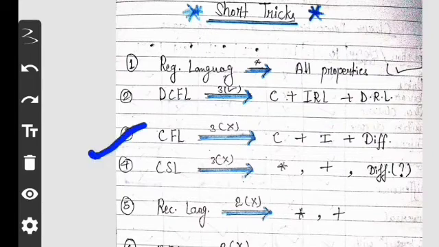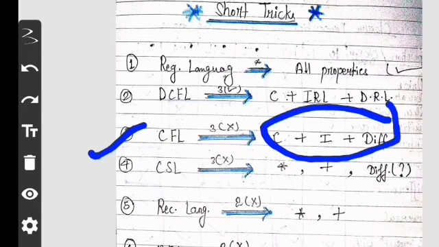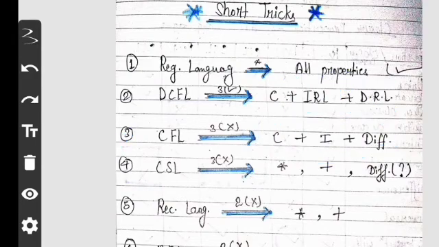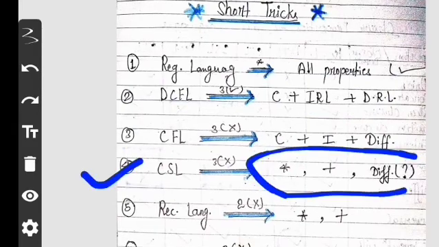And the third trick is that CFL is not closed under these three properties. First one is complement, second is intersection, and third is difference. And moving on, the next three properties: one is Kleene closure, second is positive closure, and third is difference. It is exceptional, as it may or may not be closed under the CSL.